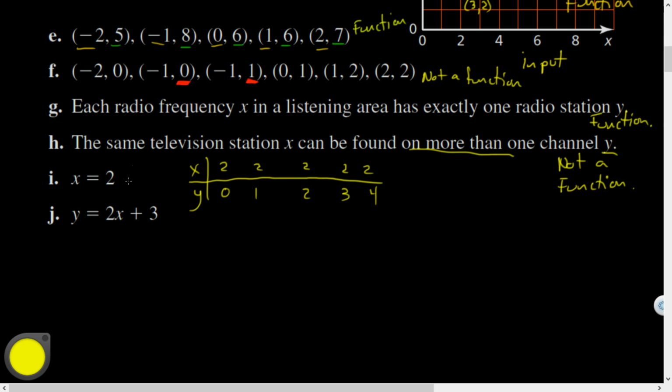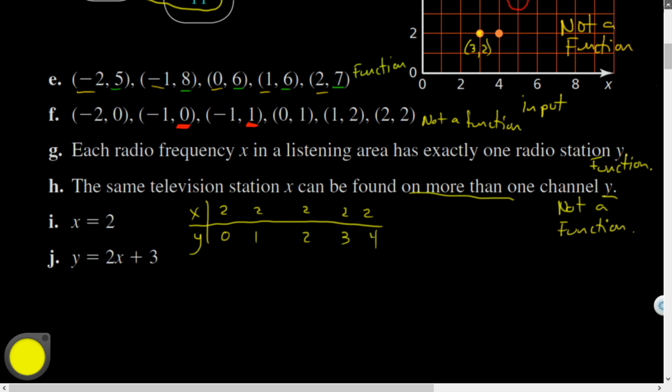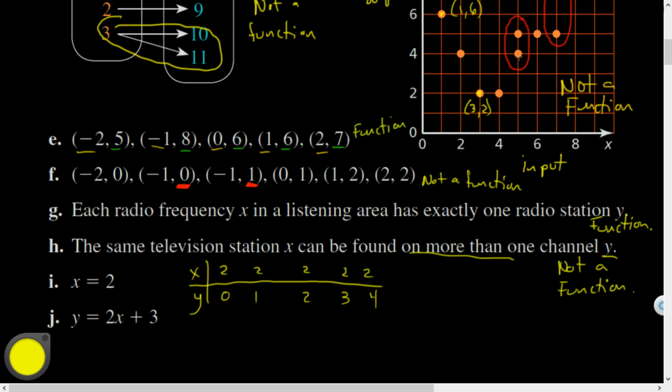My bad. Eventually we'll talk about the graph of this. That's a vertical line. So it would have failed graphically because it would have had these sorts of situations occurring. It is not a function.